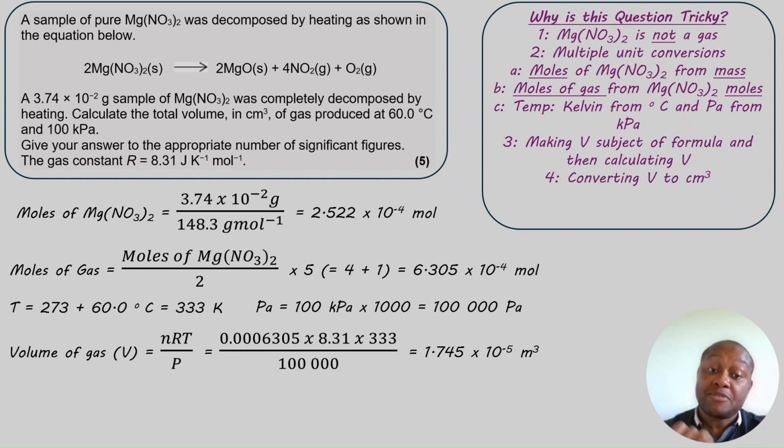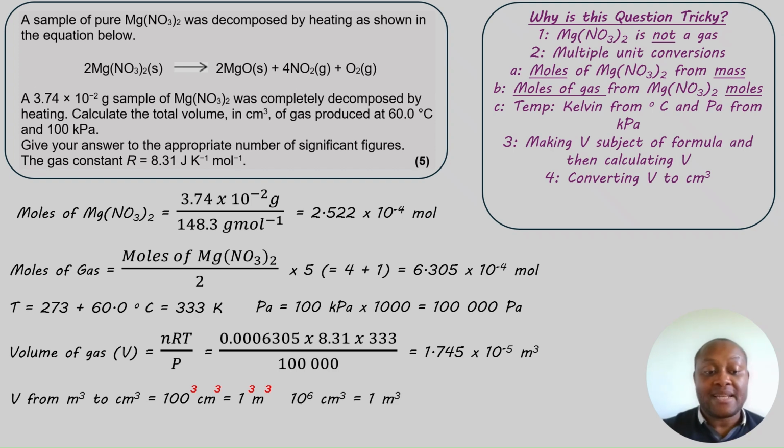This is important because we have to convert this volume to cm³. Now, there's a very simple way that I teach students to do this. Instead of thinking about how do I convert from meters cubed to cm³, first we convert from centimeters to meters. We have 100 cm gives us 1 meter. Then we cube all parts of that equation. So we say 100 cubed cm³ equals 1 cubed m³. Now, 1 cubed is 1. So this means that 10 to the power 6 cm³ is equal to 1 meter cubed.